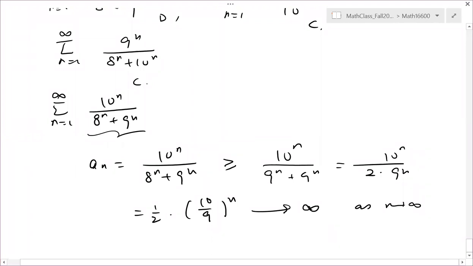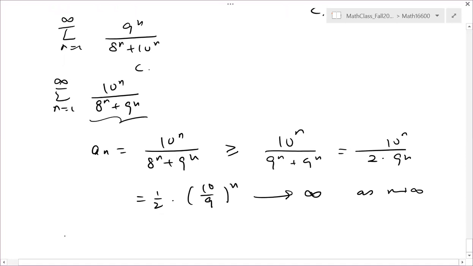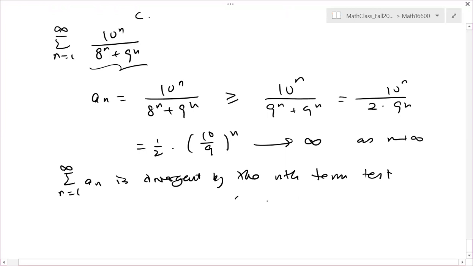So could we not use the root test for this? The root test doesn't work. Maybe. I will show you, but it's not easy to find the limit, I just say. Okay. So this series is divergent by the nth term test for divergence.